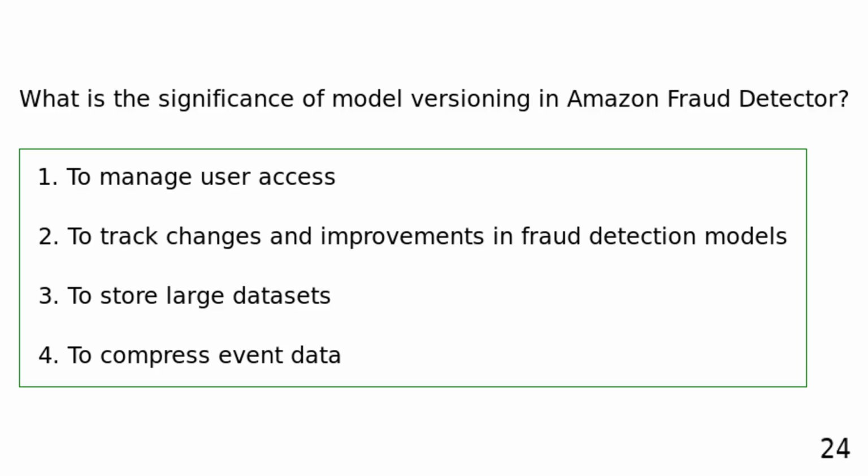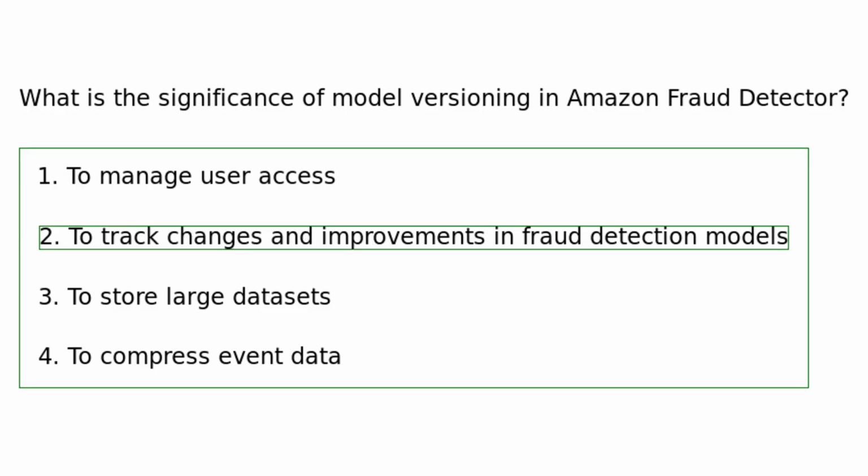What is the significance of model versioning in Amazon Fraud Detector? To manage user access. To track changes and improvements in fraud detection models. To store large datasets. To compress event data. Model versioning in Amazon Fraud Detector is important for tracking changes and improvements in fraud detection models over time.